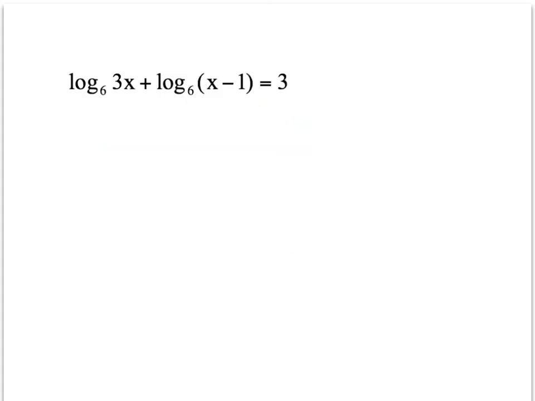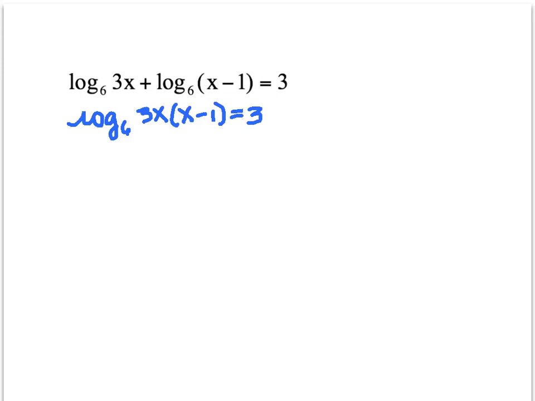In this example, I'm looking at a sum of logarithms being equal to 3. First thing I'm going to do is use that property that's going to take that sum of logarithms and turn it into a logarithm of a product. So I'm going to turn this into log base 6 of 3x times x minus 1 being equal to 3.